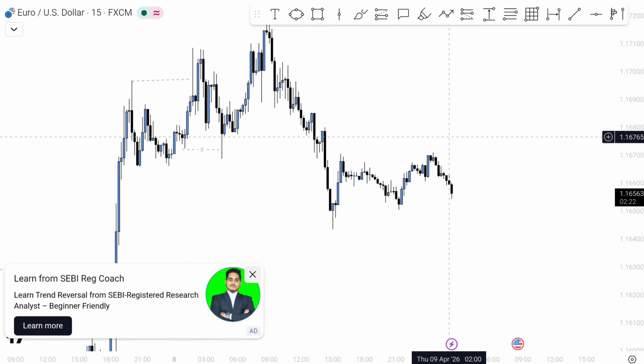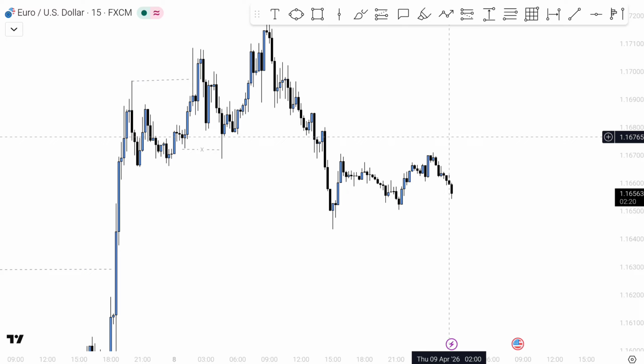So whenever you have to take the counter trend trades, you have to look for the market to take the liquidity of the opposite side. In this way you can take the high probability counter trend trades.